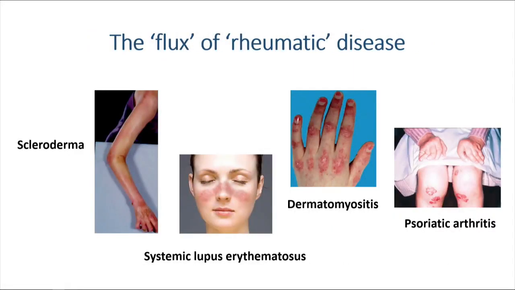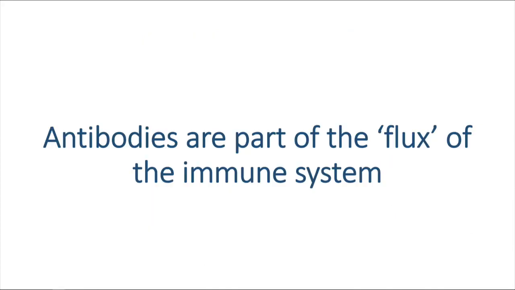And part of the rheum or the flux, if you like, may indeed reside in these autoantibodies that I'm about to describe to you, that are seen in various autoimmune rheumatic conditions listed here, such as scleroderma, systemic sclerosis, and indeed myositis. And as I mentioned, these antibodies are part of a circulation, part of a flux of the immune system.